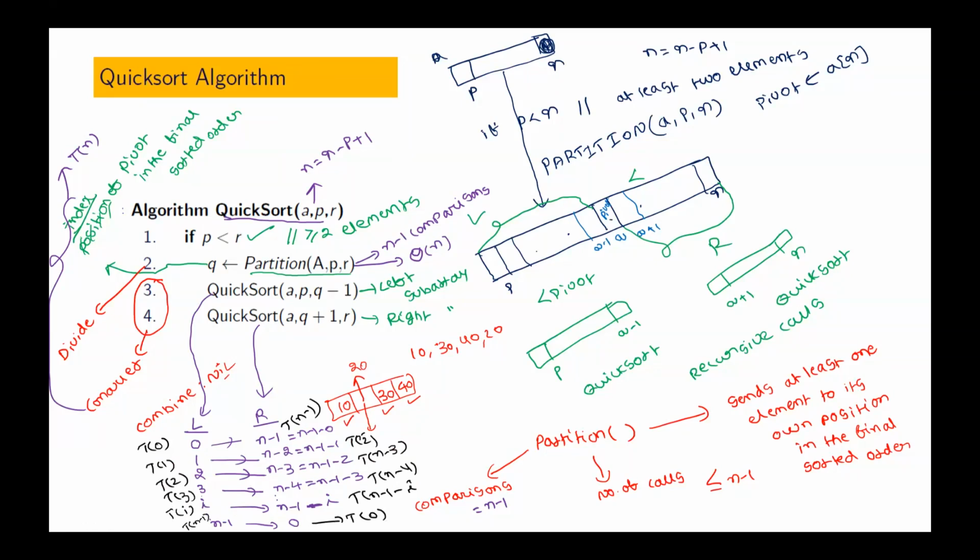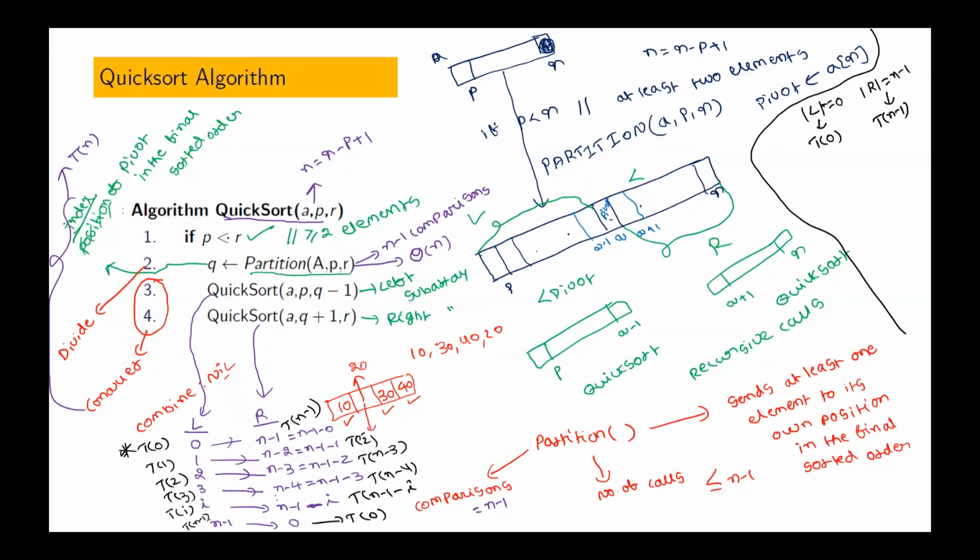If the first case occurs, then what is the total time this algorithm takes? Left is 0, right is n minus 1. The time it takes is T of 0 plus T of n minus 1. What is our recurrence relation? The recurrence for the running time of quicksort.